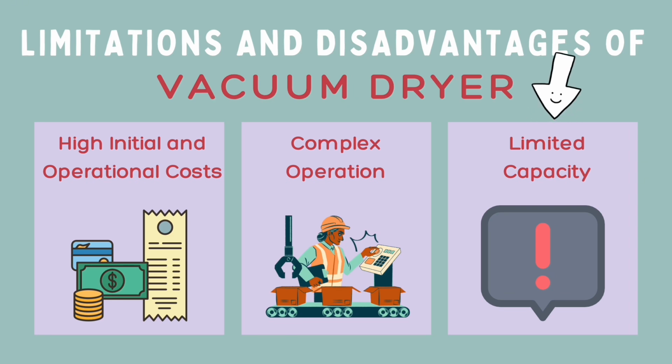Why does it have a limited capacity? This is because of the need to maintain a vacuum environment. Vacuum dryers often have smaller capacities compared to other dryer equipment, limiting their use for bulk processing. Although vacuum dryers are efficient for sensitive materials, the drying process can be slower than other methods like spray drying, which impacts production rates.